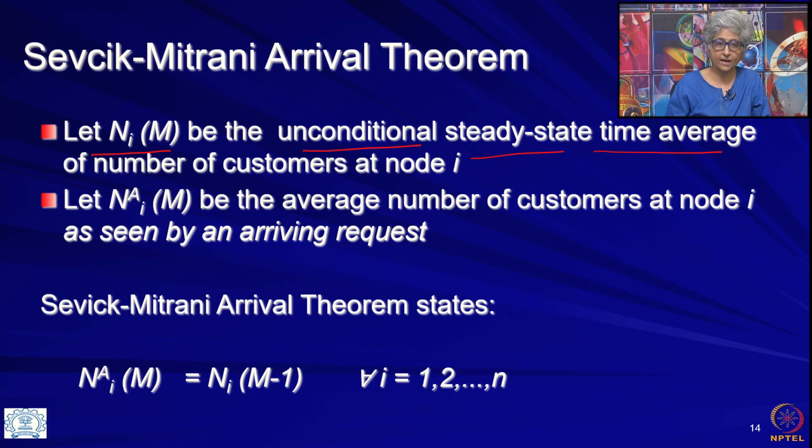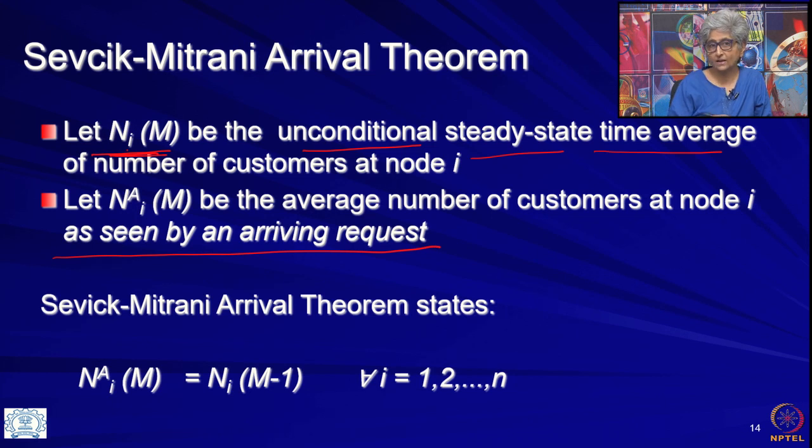So, in N_im, i is the index of the node and m is the load level. This is how we express every metric in a closed queuing network. At load level m, the steady state time average of the number of customers at node i is denoted by N_im. As opposed to that, let N superscript A and subscript im be the average number of customers at node i as seen by an arriving request.